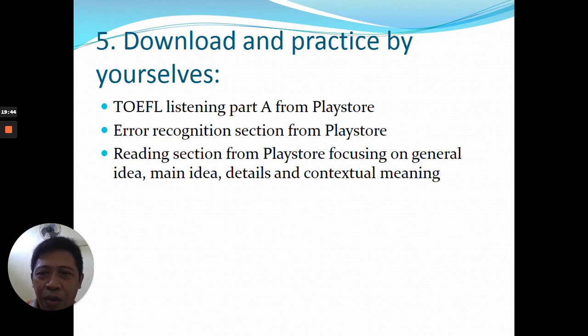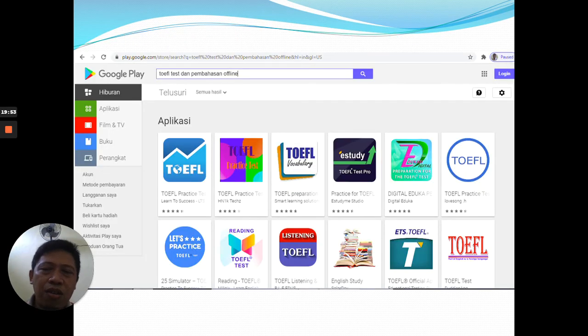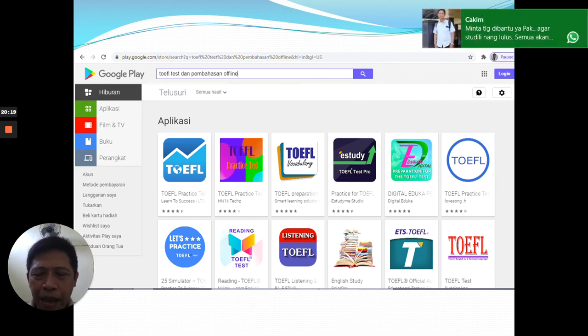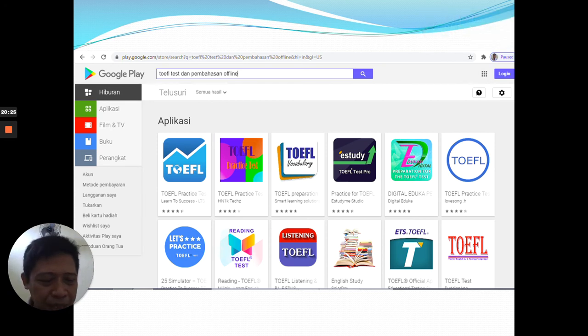How? This is very easy. TOEFL listening Part A, Play Store. So this is the look of Play Store if you go to it using your PC. But if you search for Play Store using your mobile phone, you are given a different display, but the idea is similar. If you click on TOEFL test dan pembahasan offline, for example, and then you download the apps and do the practice, then I believe that you will be successful in your TEP.